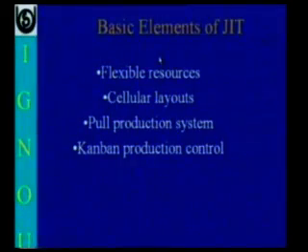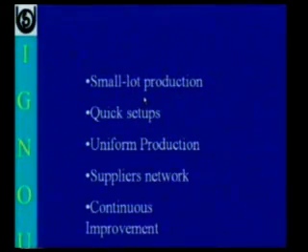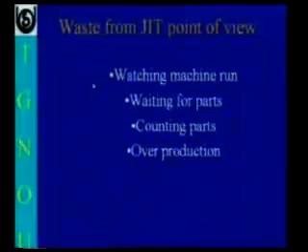Now these are the basic elements of the JIT system: first, flexible resources, cellular layout system, and pull production and the Kanban production control. We will take these systems one by one. Then come small lot production, quick setup times, uniform production, reliable supplier network, and continuous improvement. Now we have to minimize the wastage in the JIT system.